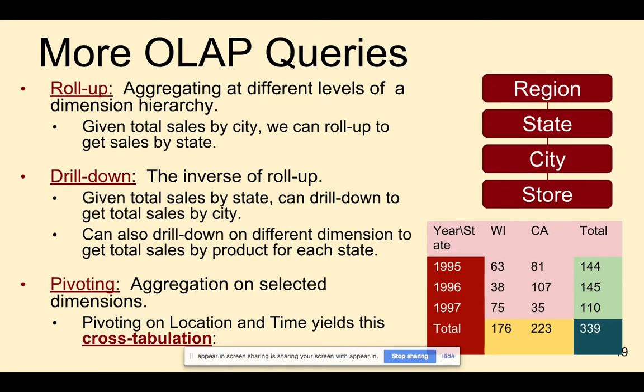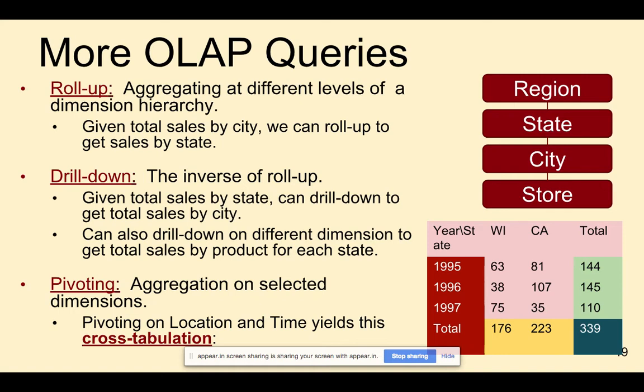Find total sales for a single product line at a single location. Roll up is when you aggregate at higher levels of the hierarchy, right? So you're given total sales by city, you can roll up to total sales by state, for example. So these are called roll-up operations.